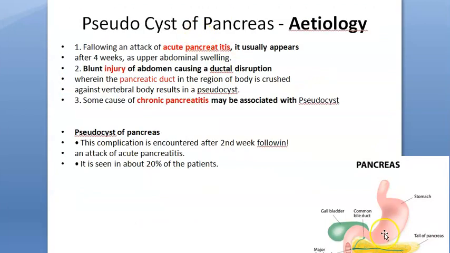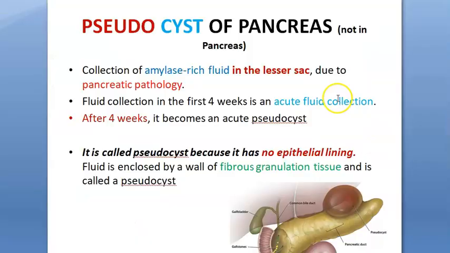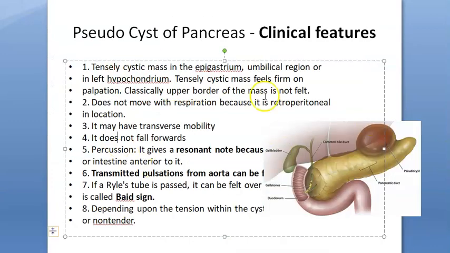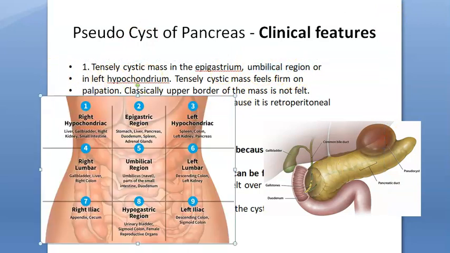Pseudocyst clinical features. Now how do you think the features will be? Let us assume there's a cyst sitting here, so you can easily say there's a tensely cystic mass in the epigastrium. Epigastrium means just above your umbilicus. It can be in the epigastrium, umbilical region, or in the left hypochondrium. These three places probably you can feel the cyst.